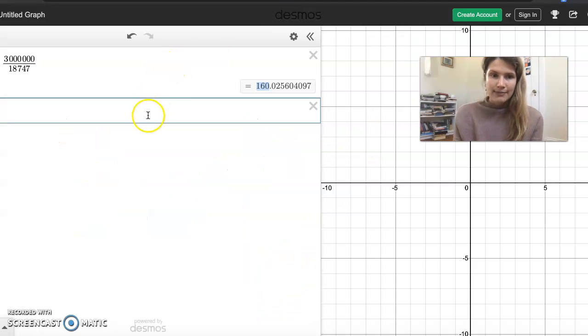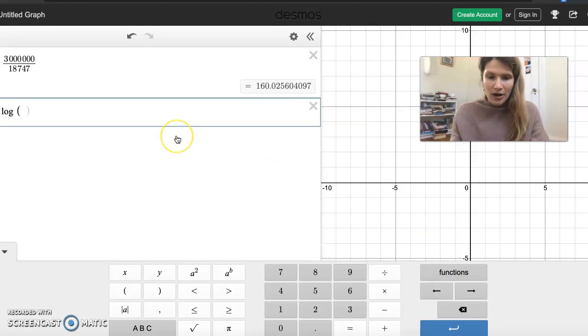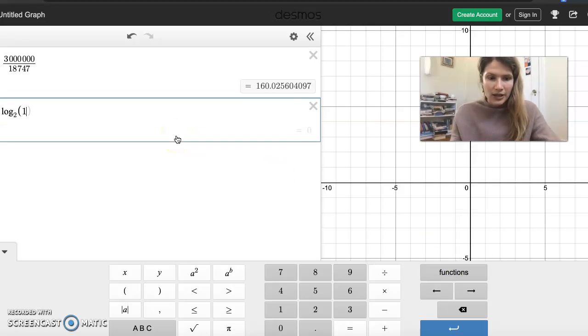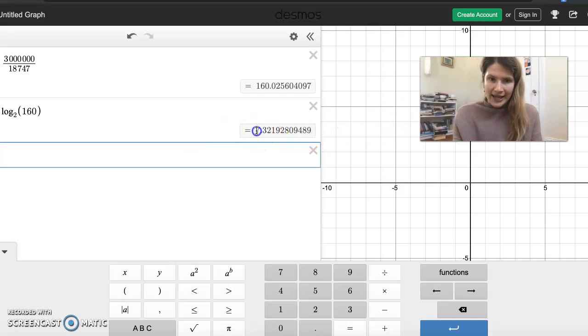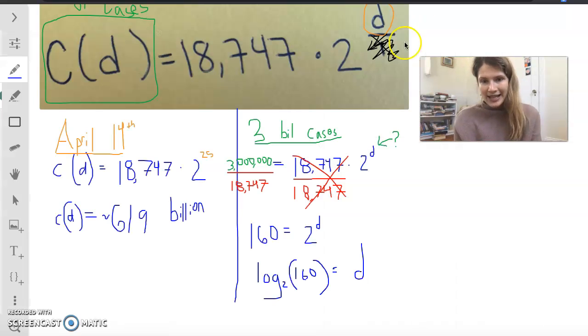I'm going to go to Desmos. I'm going to go functions, log base 2 of 160. And again, I have a number. I'm going to round to the nearest whole number. 7.3 is closer to 7 than it is to 8. So I'm going to choose 7 as my closest whole number. So I'm going to get 7 equals D.